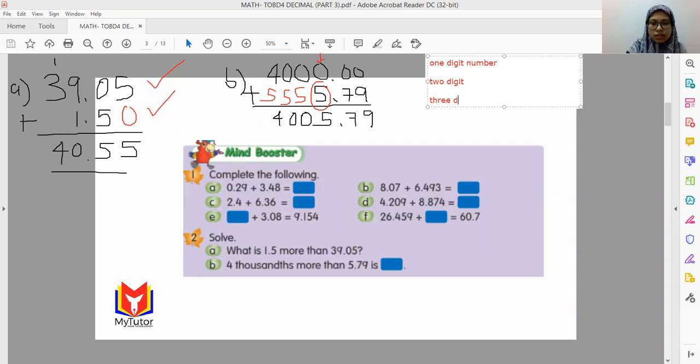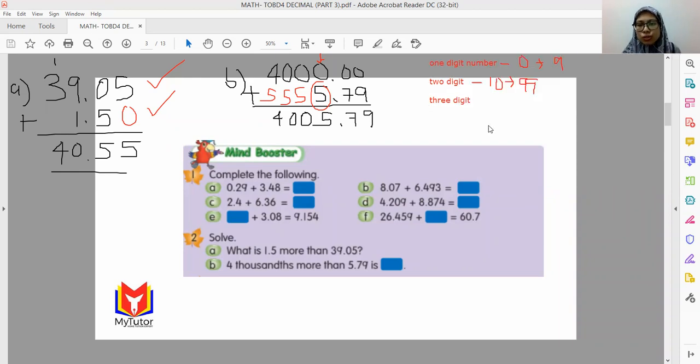Three digit. So a three digit number starts from 100. Correct, Hannah. 100 to what number, Hannah? To 190. No, not 199. It's 999 actually. So basically it has three numbers following. That's a three digit number.